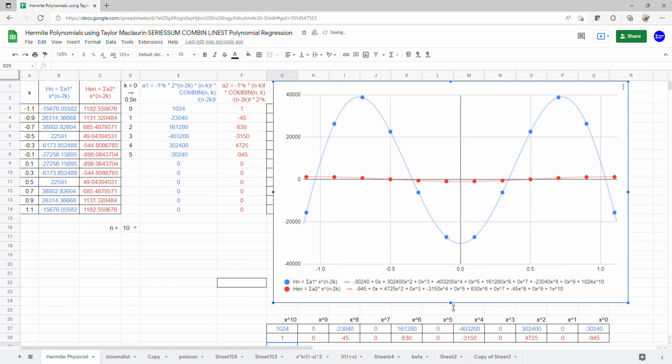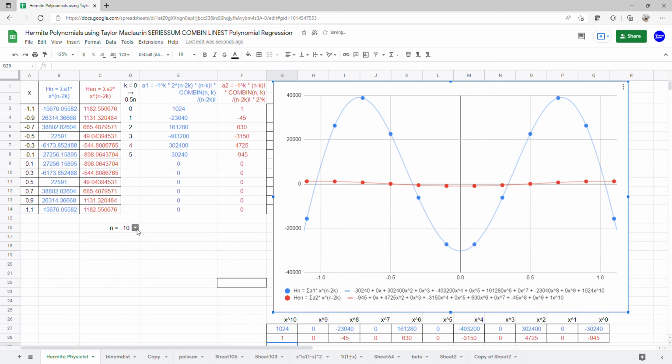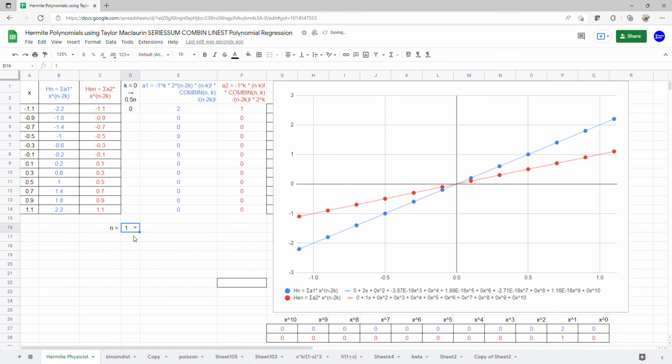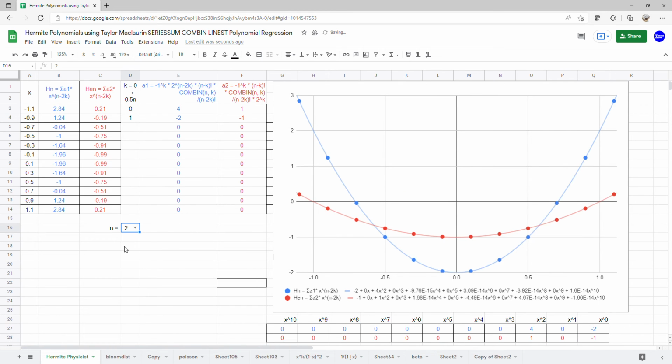Now we can start from 1. At n equals 1, our physicist Hermite polynomial is 2x. Probabilist is 1x. At n equals 2, the physicist is 2x squared minus 2. The probabilist is x squared minus 1.